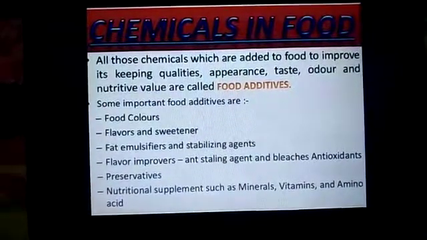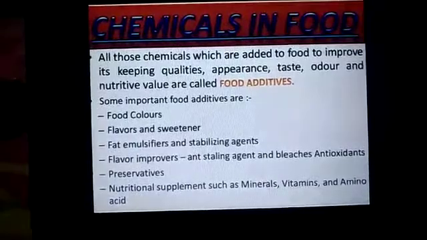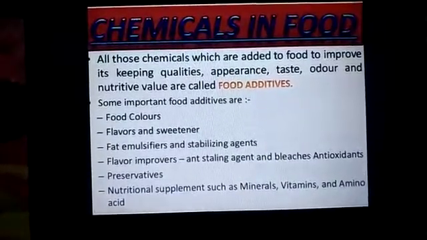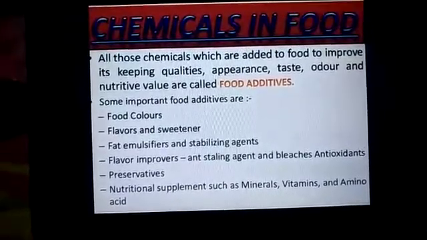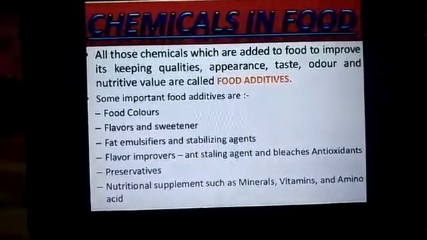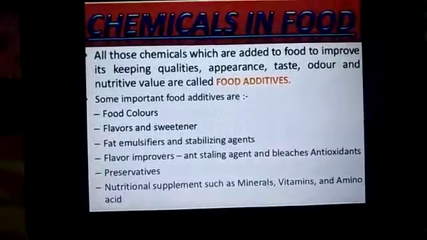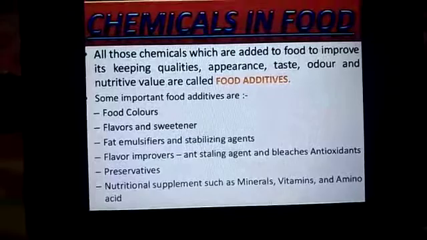Another topic is the chemicals which are used in foodstuffs. All those chemicals which are added to food to improve its keeping quality, appearance, taste, color, and nutritive value are called food additives. Some important food additives are food colors, flavors, sweeteners, fat emulsifiers, stabilizing agents, flavor improvers, and nutritional supplements such as minerals, vitamins, and amino acids.